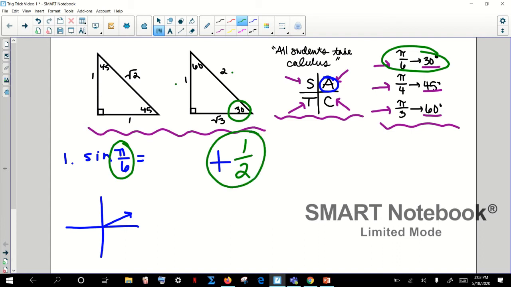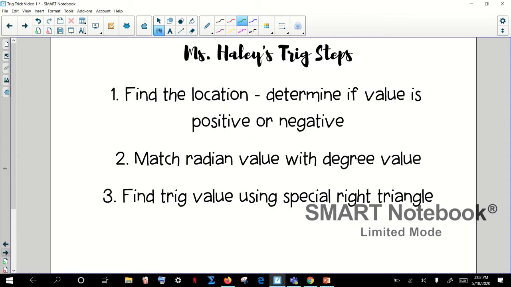All right, just to summarize what we just did, these are the 3 steps that I always follow when using this method. First, you have to find the location of the angle to determine if the trig value is going to be positive or negative. Second, you match your radian value with the degree value. And then third, you use that degree value with the special right triangle.